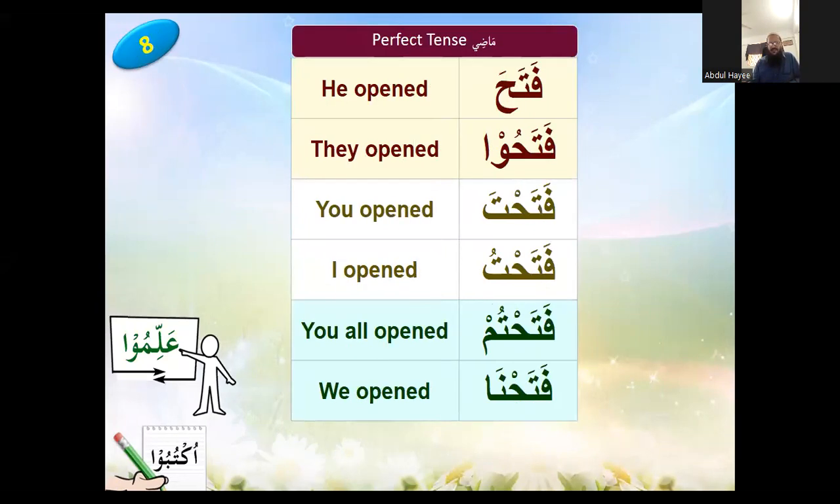Yes. For another table, who wants to repeat? Fataha, he opened. We have less time left, so please try to complete the table. Okay. Fataha, he opened. Fatahu, they opened. Fatahta, you opened. Fatahtu, I opened. Fatahtum, you all opened. Fatahna, we opened.